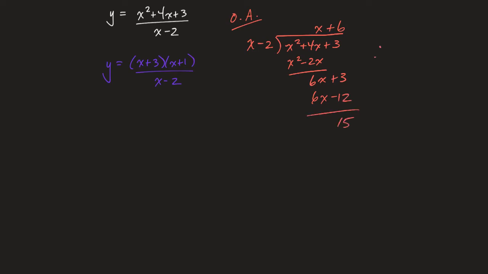And therefore, y equals x plus 6 is my asymptote. Okay, so what I have then is all my information. The only thing left to do is to put it all together into one picture. So next, we're going to actually produce the graph.